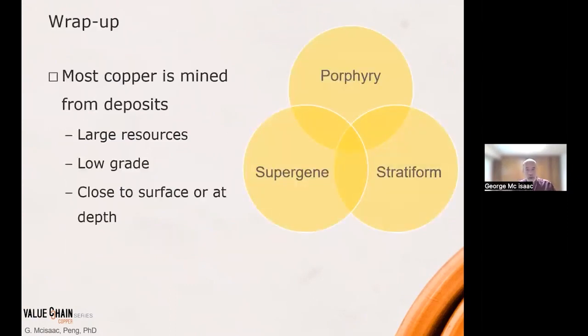And to wrap it all up, most copper is mined from the porphyry deposits, supergene deposits, and stratiform. That's where most of the copper comes from, because they have large resources, they have low grade, they're close to surface or at depth, but they are amenable to those low-cost mining methods.